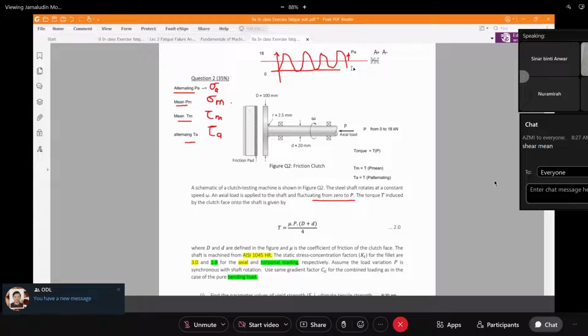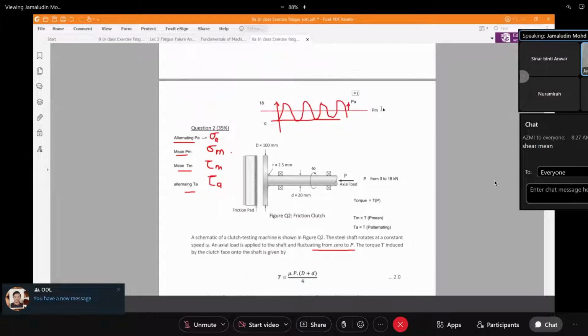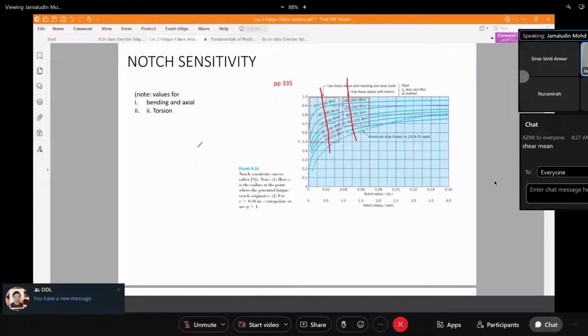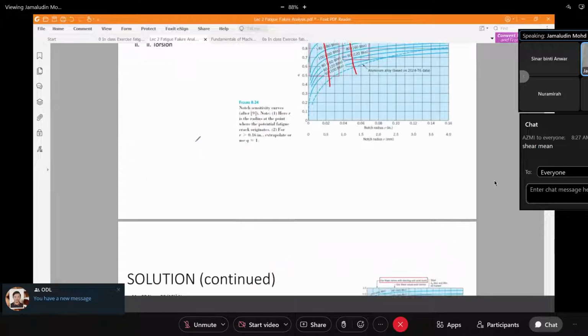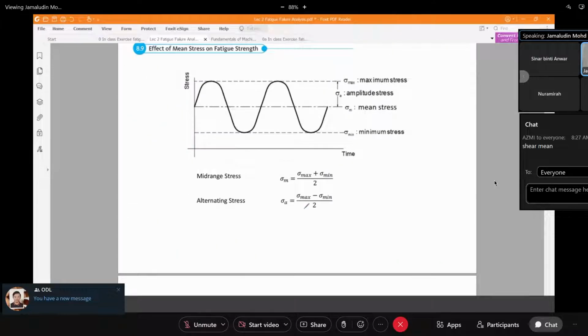equal to, add it together, divided by 2. Create a new one, not to worry. All right, we put it here. This one, add it together: 18 plus 0, the minimum value, divided by 2. And remember the note here? It's going to be the same as the mean.